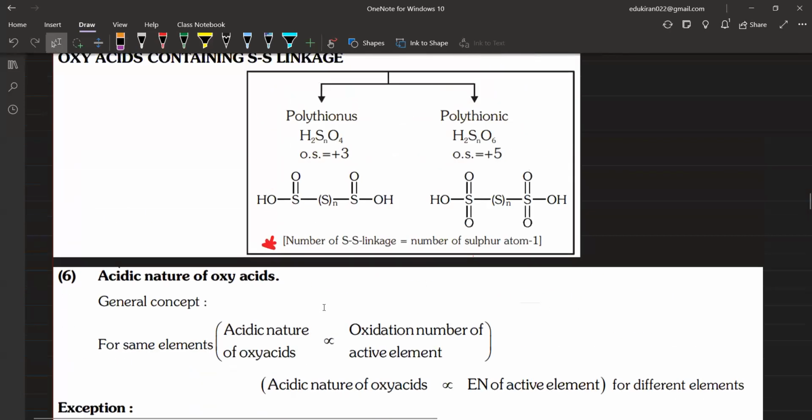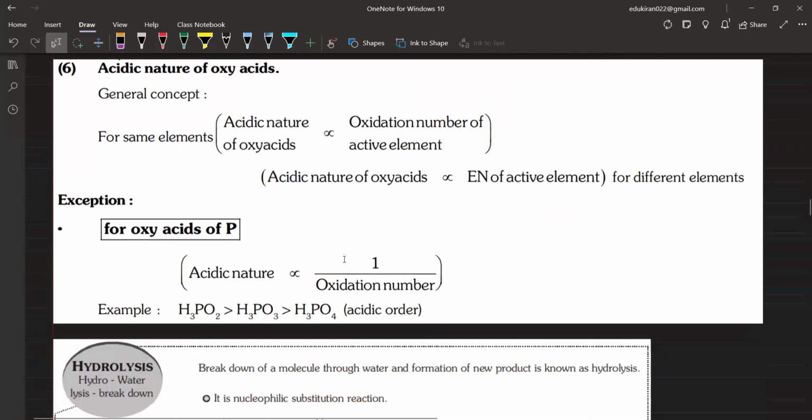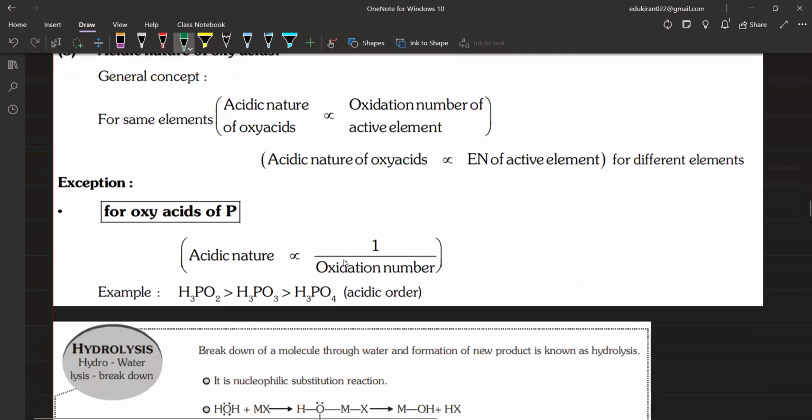Also in the case of halogen acids, now in this case also, perhalic acid is going to be most acidic. Then you have halic, then you have halous, and then you have hypohalous because the oxidation state is increasing from hypohalous to perhalic. Okay. The only exception is in the case of oxyacids of phosphorus.